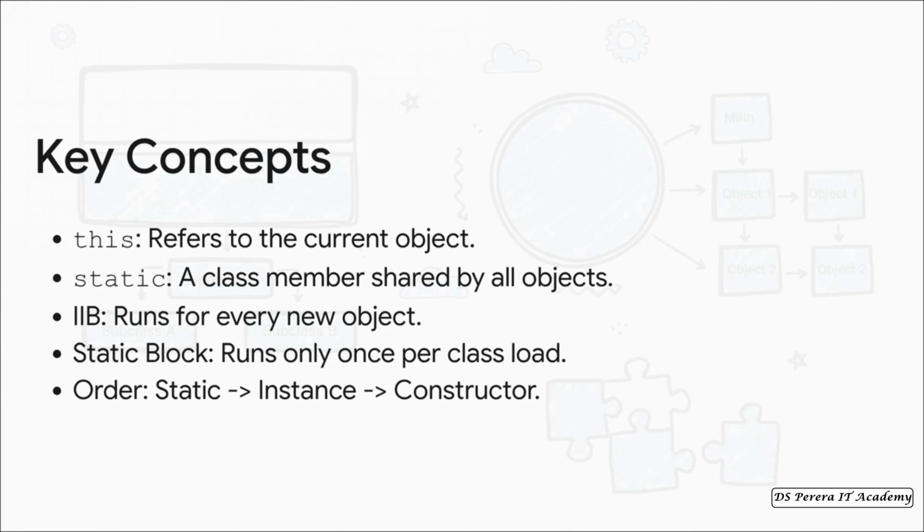This keyword, remember, this always refers to the current object instance. Its main jobs are solving variable shadowing and constructor chaining. Static keyword. Anything declared static belongs to the class, not the object. There's only one copy and it's shared by all objects. Instance initializer block, IIB. This runs every time an object is created right before the constructor. Static initializer block. This runs only once, the very first time the class is loaded into memory. Execution order, and you have to know this order. Static block first, then the instance block, and finally the constructor.